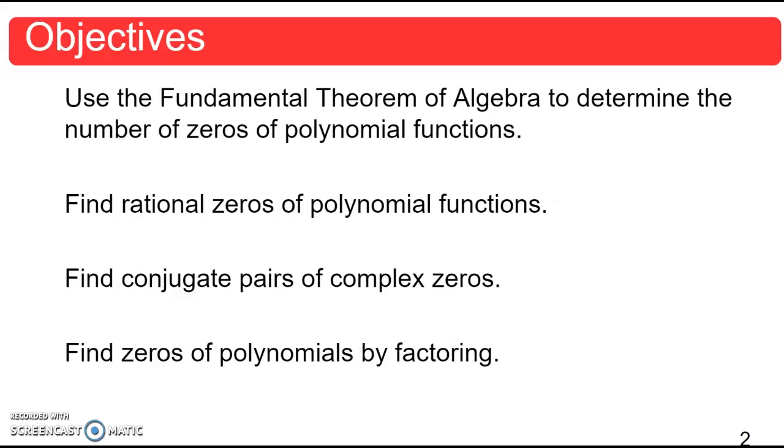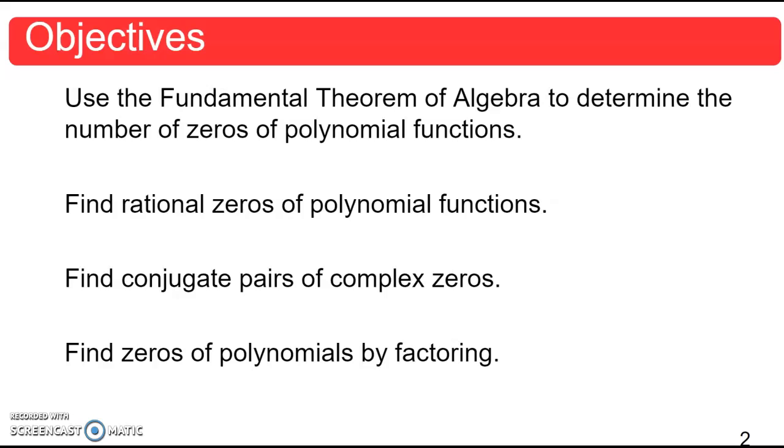So a linear polynomial, quadratic, degree of 2, cubic, just so we can see how the fundamental theorem of algebra works when we look at different types of polynomial functions. We'll find rational zeros of polynomial functions. If we need to, in any of our examples, we'll find conjugate pairs of complex zeros, and then if needed, based on what our example is, we may find zeros of polynomials by factoring.